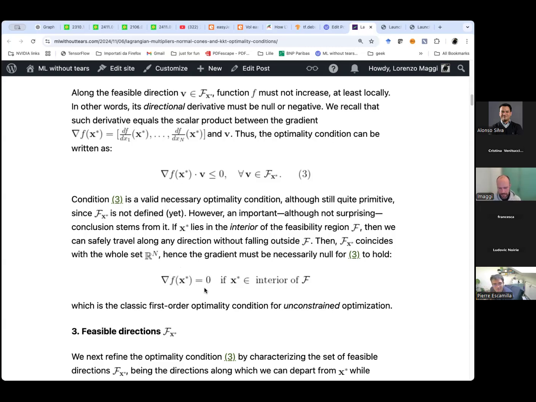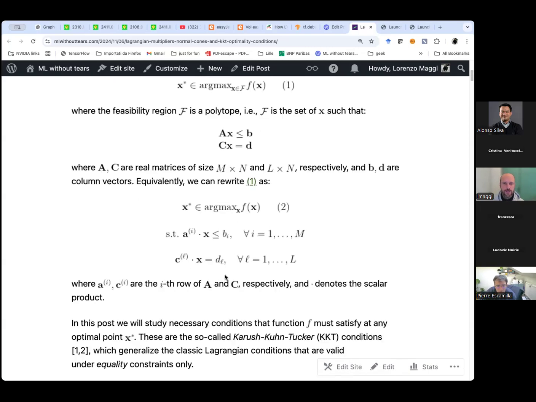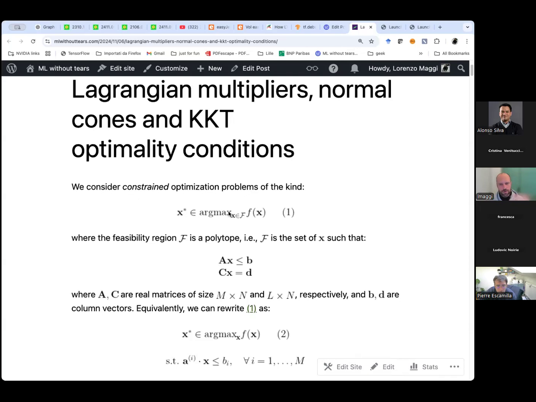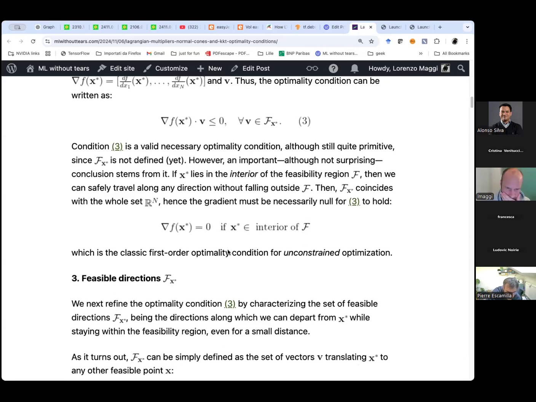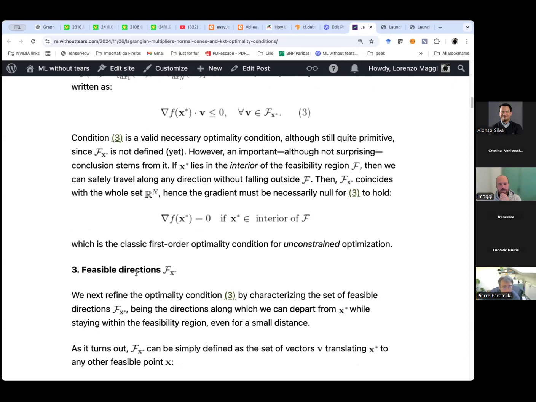And this is the classic unconstrained optimality condition, where basically we want to maximize a function f where x can be anything. In that case, the gradient must be 0. Okay, so the next step is defining this set of feasible directions.